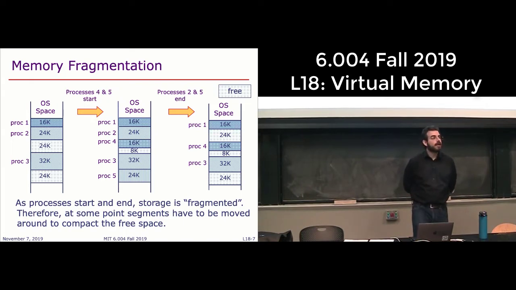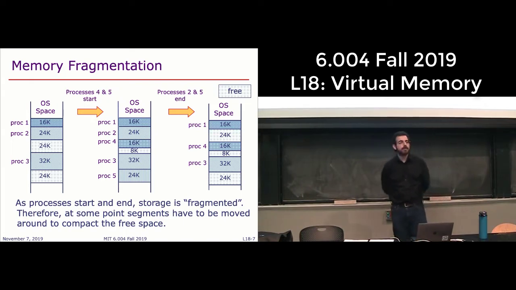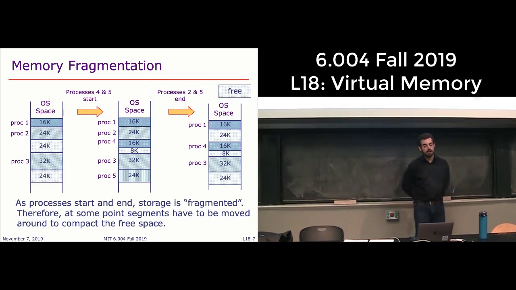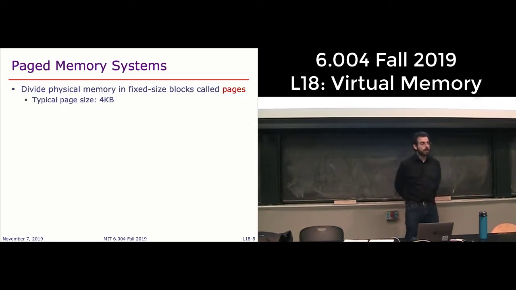So the takeaway here is that segmentation is very, very simple, but it's kind of inflexible. Having the whole address space of each process as a single contiguous chunk of physical memory is problematic when we want to manage the physical memory for several processes, right? When we want to dynamically allocate or release memory. So the solution to this is what we call paging.